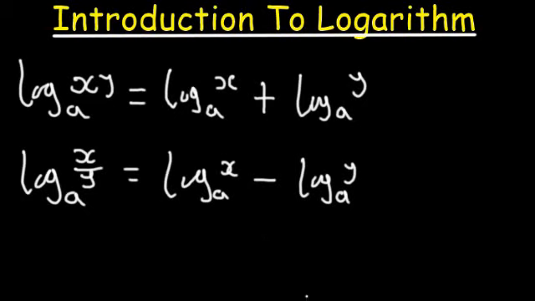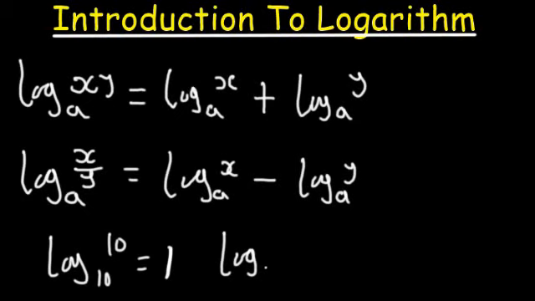All right, now the next one is the identity. Let's say you have something like log of base 10 to 10. This simply equals 1. Whenever you have a log of a value such that the base of the log is the same as the value, this simply equals 1.